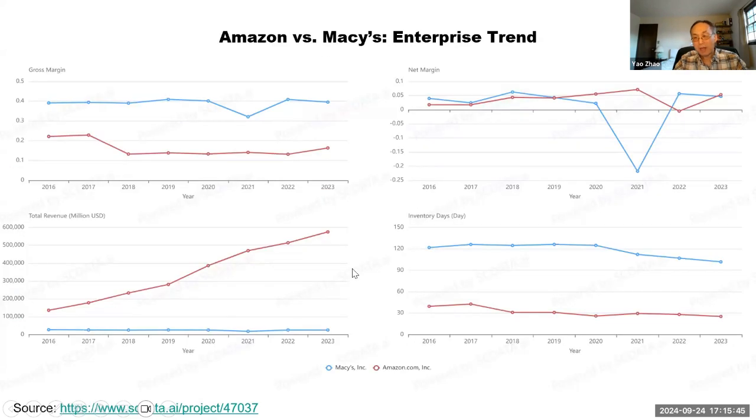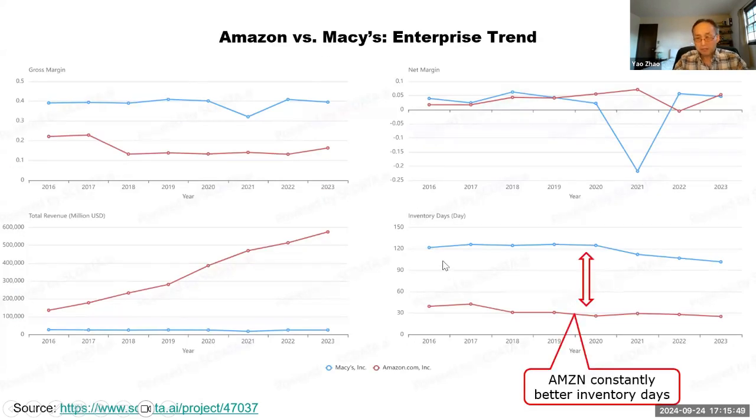You can also demonstrate the inventory days over time, for example, right here. You can see Amazon was performing consistently at about 30, 20 days and so on. And Macy's, for example, you can do a side-by-side comparison. It's about 220 days, 200 days. Recently, they have improved, but still way beyond Amazon's numbers.